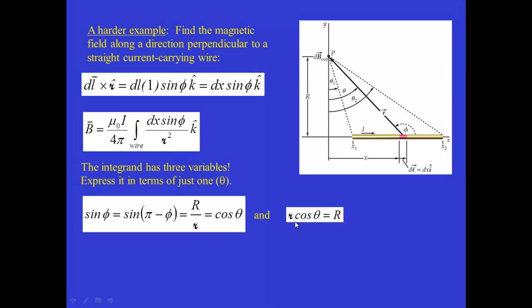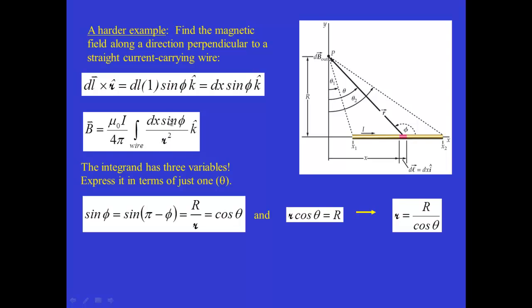So that means we can also look at this right triangle and realize that the cosine of theta would be the adjacent side, capital R, over the hypotenuse, script R. And so then script R cosine theta is equal to capital R, which means that script R is R over cos theta. And that's going to be important because that's in the denominator.